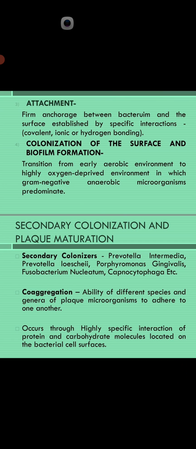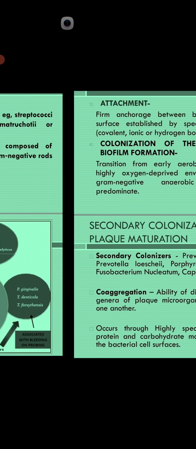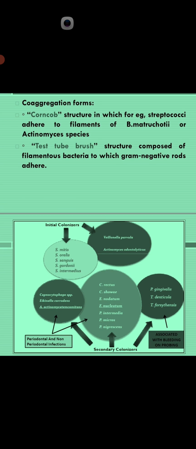Now in secondary colonization, remember coaggregation occurs through highly specific interaction of protein and carbohydrate molecules located on the bacterial cell surfaces. There are two forms of coaggregation. Number one is the corncob, like corn. Second is the test tube brush. These two coaggregation forms are formed when secondary colonizers attach to primary colonizer bacteria.